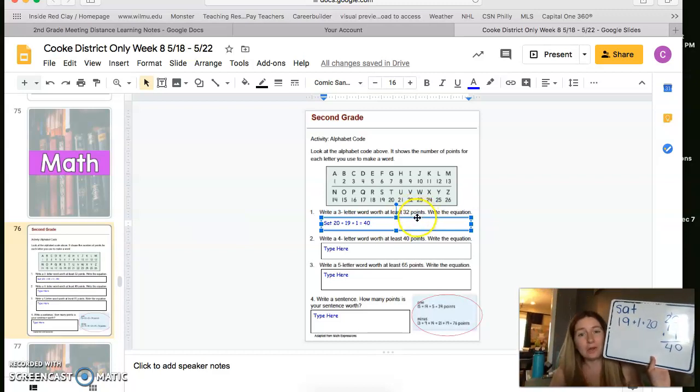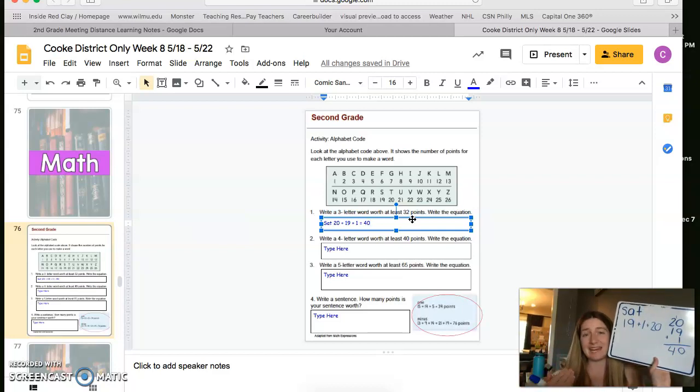So now you're going to try and find a 3-letter word that cannot be sat, because that's what I did. Try to think of your own 3-letter word, and see if you can get it to equal 32 or more points. Remember, if it doesn't, like when I did hat, just erase and try another word. Okay, so you want to have 3 letters in your word, and when you add it up, it has to be 32 or more points. So if you want to do that now, then pause the video and work on it.